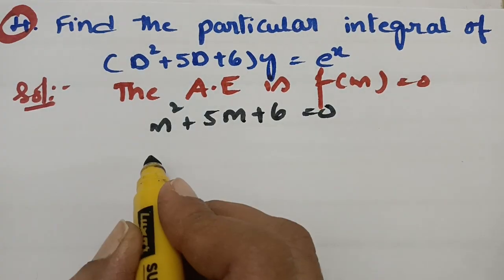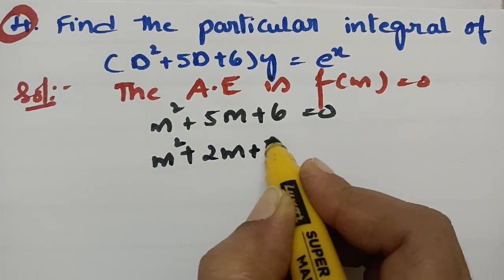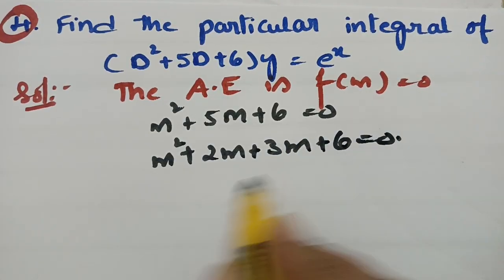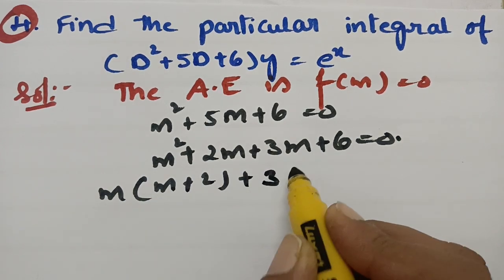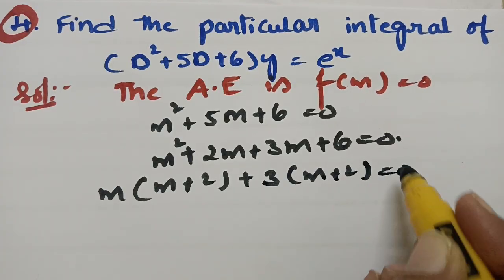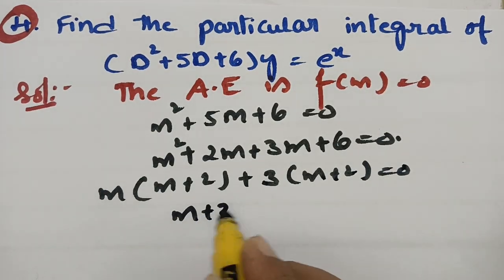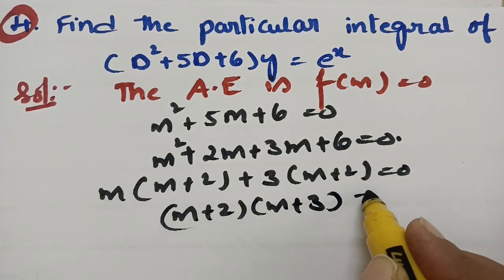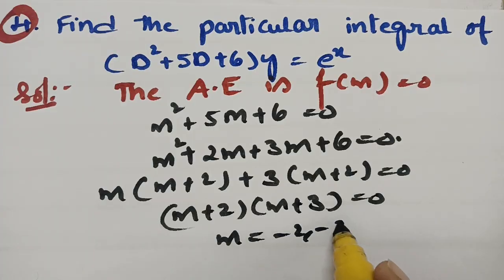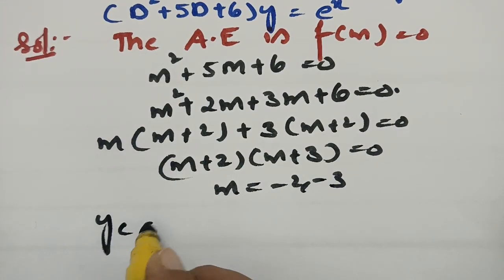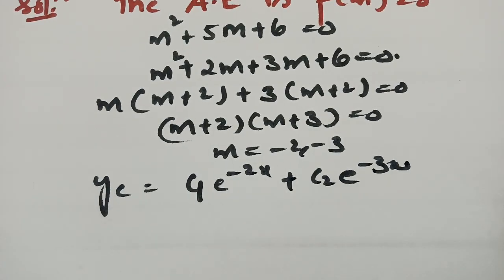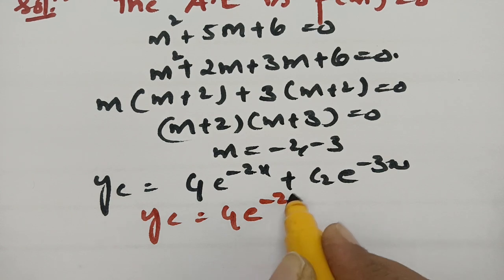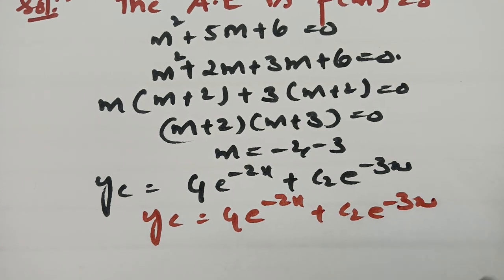For 6 the factors are 2 and 3, that is m square plus 2m plus 3m plus 6 is equal to 0. If I take m common, this will be m plus 2. If I take 3 common here, this will be m plus 2 here. So if I take m plus 2 common from this equation, this will be m plus 3 is equal to 0. So m is equal to minus 2, minus 3 here. So yc value is equal to c1 e power minus 2x and c2 e power minus 3x. And therefore the complementary function here is c1 e power minus 2x and c2 e power minus 3x.